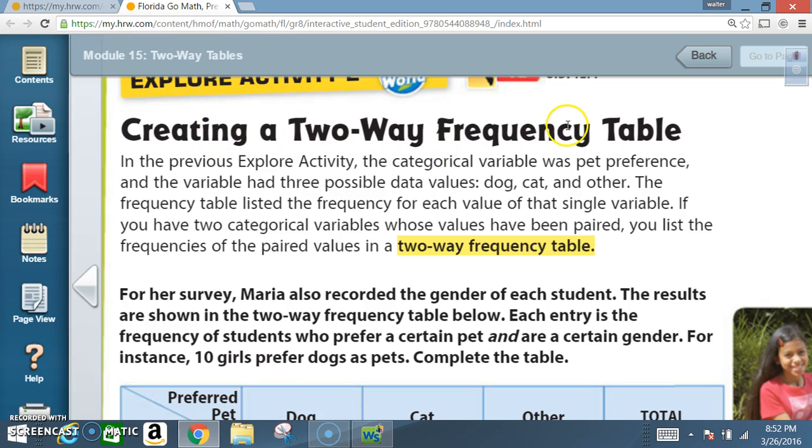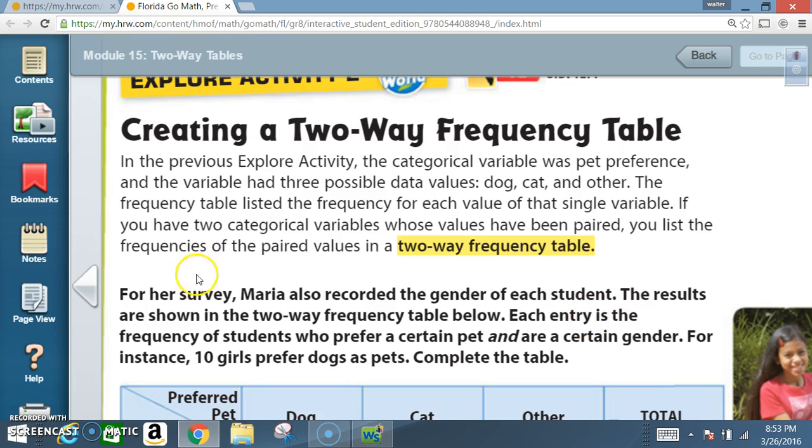Creating a two-way frequency table. In the previous Explore activity, the categorical variable was pet preferences, and the variable had 3 possible data values: dog, cat, and other. The frequency table listed the frequencies for each of the values of that single variable. If you have 2 categorical variables whose values have been paired, you list the frequencies of the paired values in a two-way frequency table. For her survey, Maria also recorded the gender of each student. The results are shown in the two-way frequency table below.